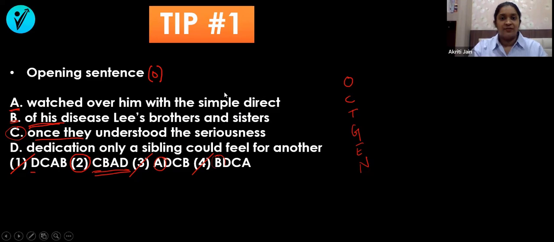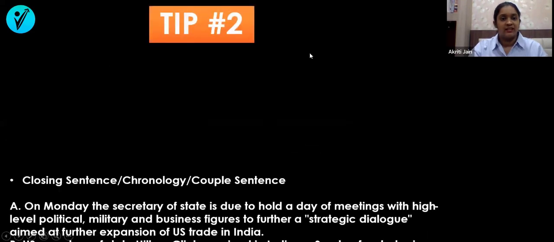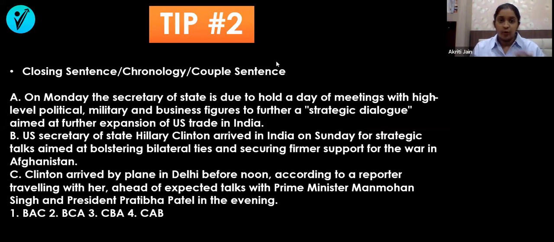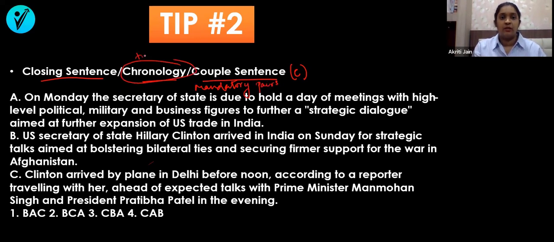So this was our first tip. Let's see what the second tip is. Like the opening sentence, the next hint lies in our closing sentence or the chronology, or for that matter, the couple sentences, or what I would like to say, mandatory pairs. Couple sentences are also called mandatory pairs, and the chronology has time clues. Let's look at it with the help of an example.